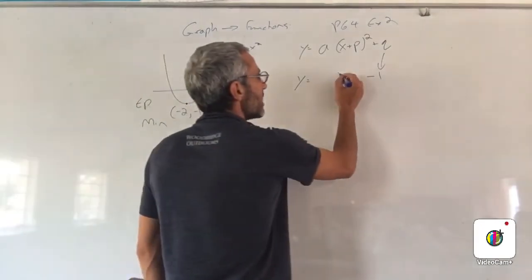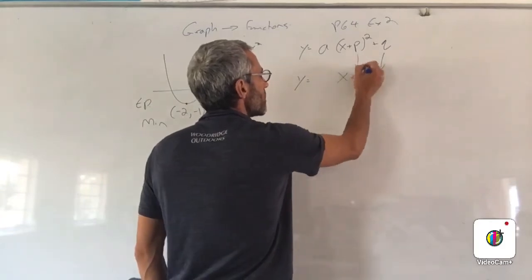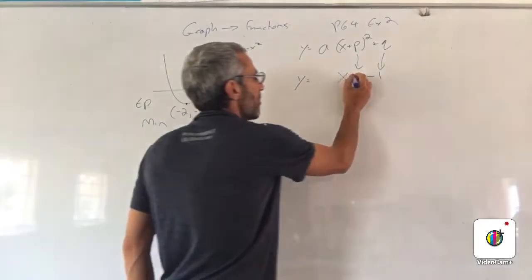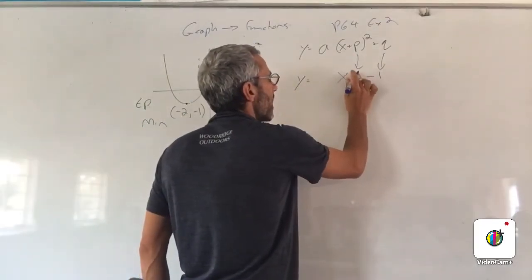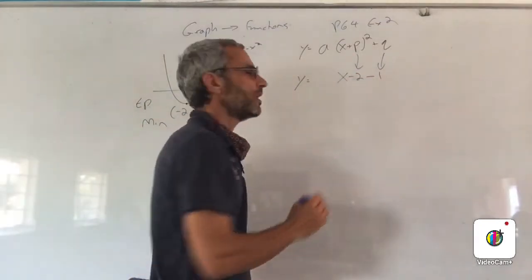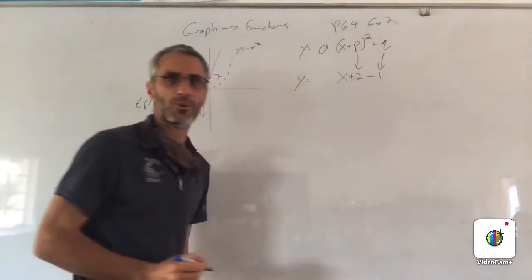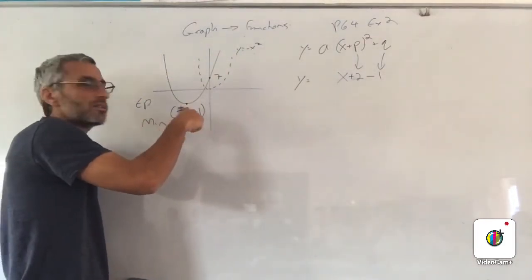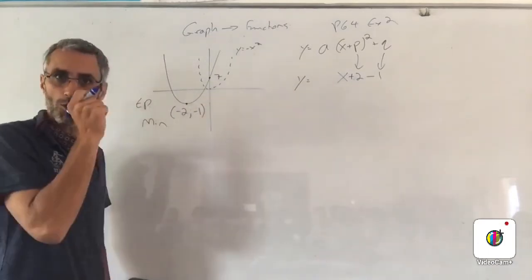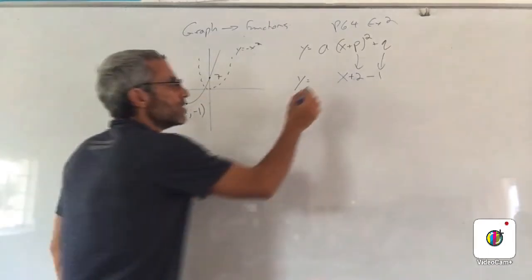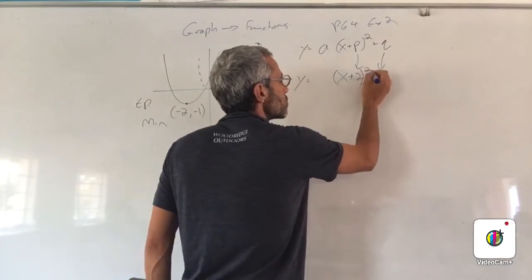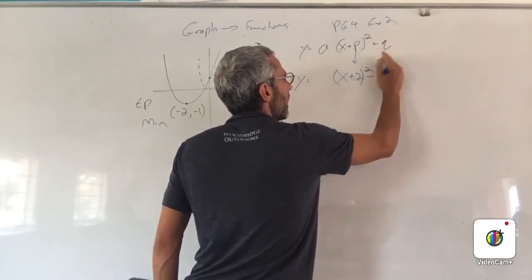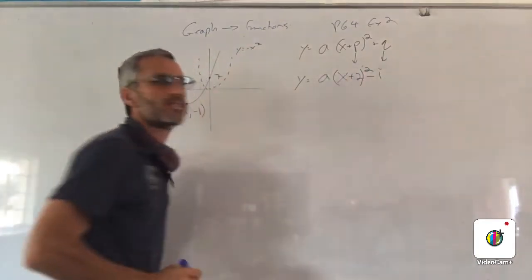At the same time, I know what p is. What is p? 2. Now, is it going to be x plus 2 or x minus 2? It's going to be x plus, because what we said is that a left shift gives you a positive p. We drew that last time. So it's going to be (x + 2)². And then the last thing we need to find out is a.